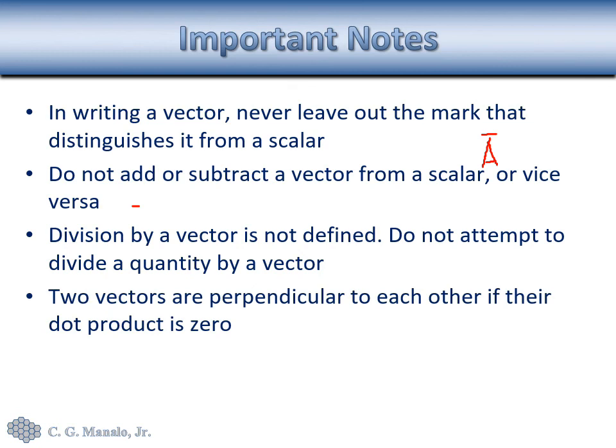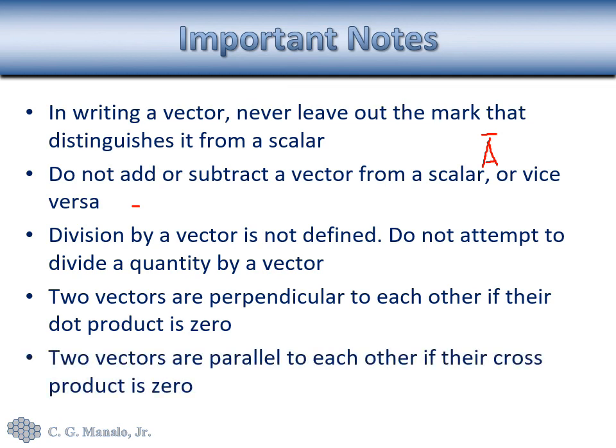Now, two vectors are perpendicular to each other if their dot product gives 0, because if they are perpendicular, their angle is 90 degrees, and cosine of 90 degrees is 0. Now, if you want to know if two vectors are parallel, all you need to do is get their cross product. And if it yields 0, that means they are parallel.